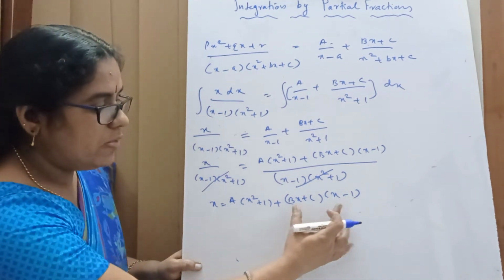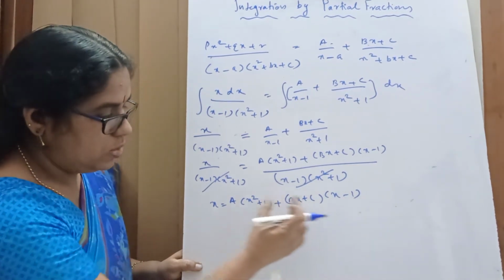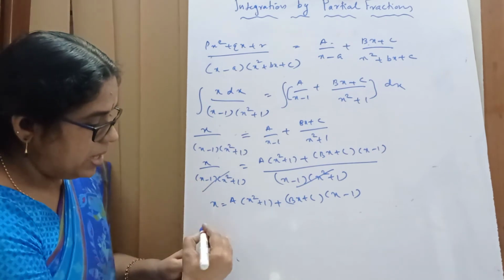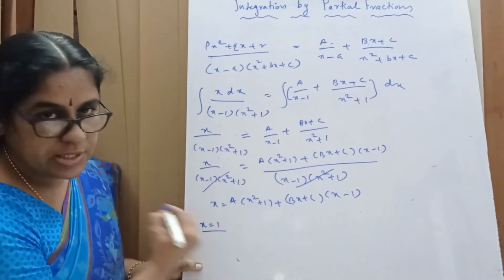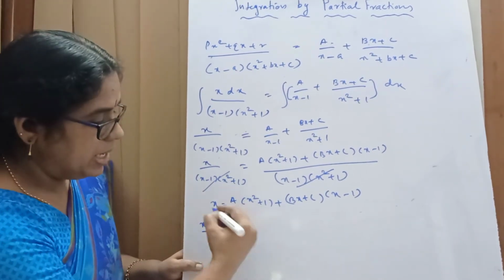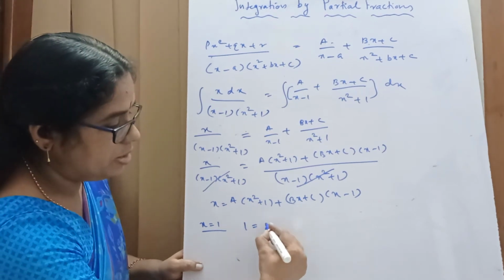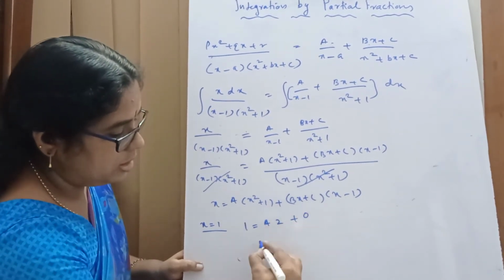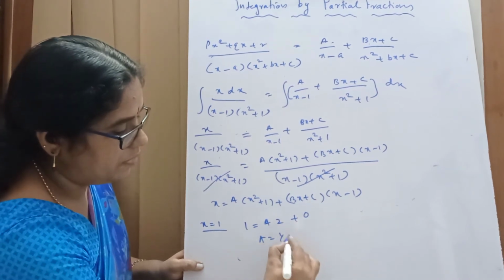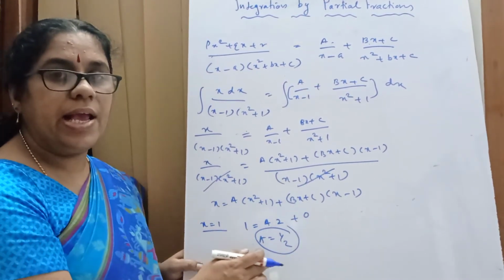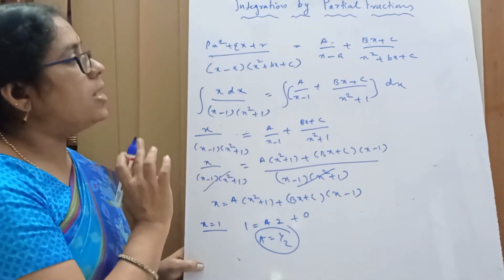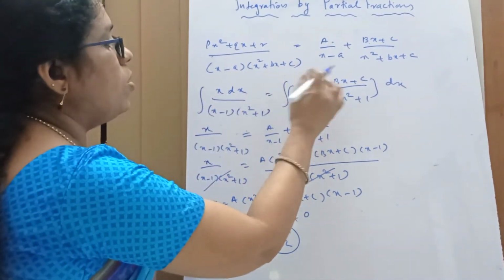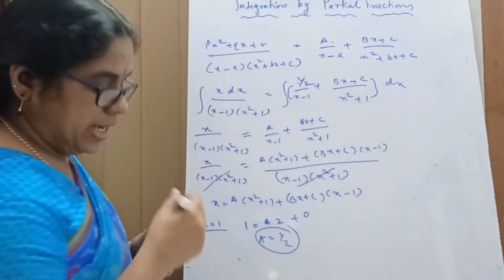If you put x equal to 1, the second term will become 0, so we get the constant a. That is the first step. If you put x equal to 1, the left side becomes 1. 1 is equal to a into 1 square plus 1, which is 2, plus 0. Therefore, a is equal to half. So we got one constant, a equal to half.